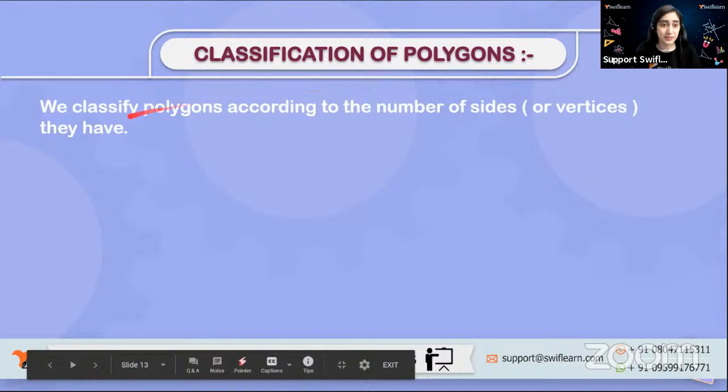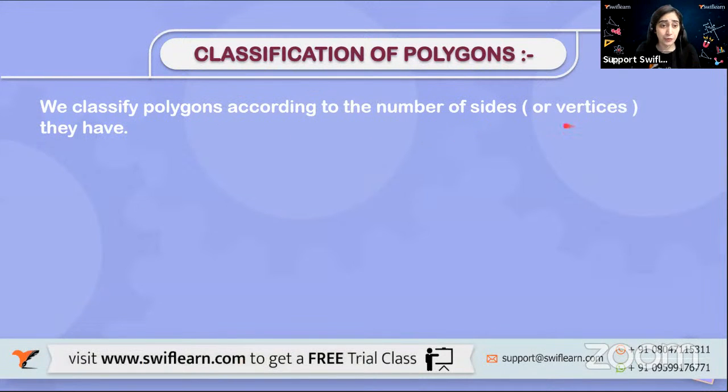Classification of polygons. Can we classify polygons according to the number of sides or vertices they have? See, we know now what polygons are. They are made with line segments. So we have classified these polygons based on their line segments. The more the number of lines, the different names we give to the polygons.